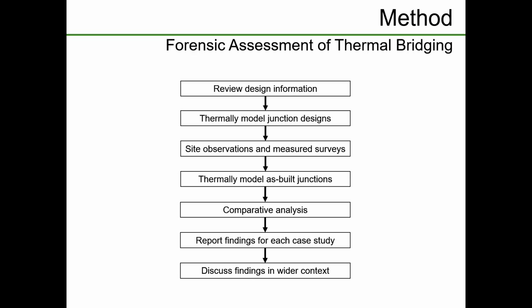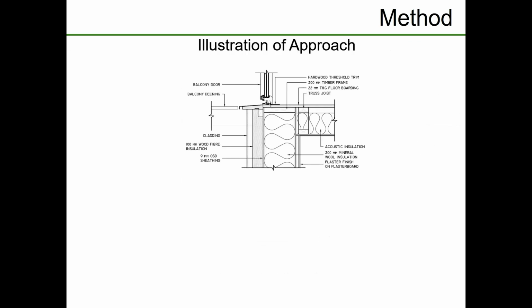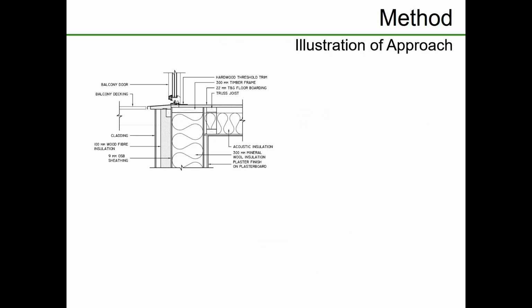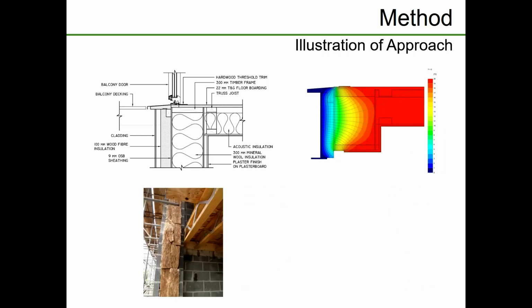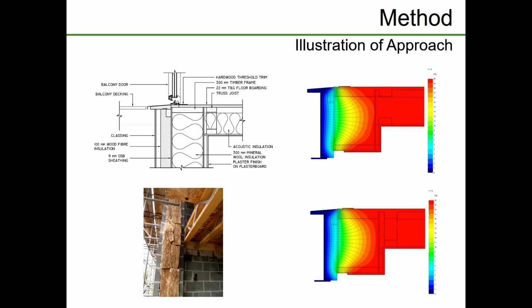So in other words, what does it mean for industry? What can we do about it if there is a problem at all? Okay, so just an illustration of that approach. We've got a design for a junction detail. We thermally model it. We go out onto site, observe what's being built, and then we thermally model it. There were a number of site visits to see this in various different stages to ascertain what's gone on there.